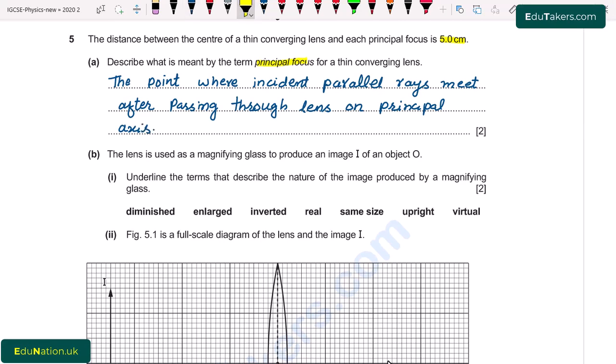Part B. The lens is used as a magnifying glass to produce an image I of an object O. The object is represented by O while the image is represented by I. 1. Underline the terms that describe the nature of the image produced by the magnifying glass. So we have to tell which nature of image is formed by this magnifying glass. And first of all, you can see the figure.